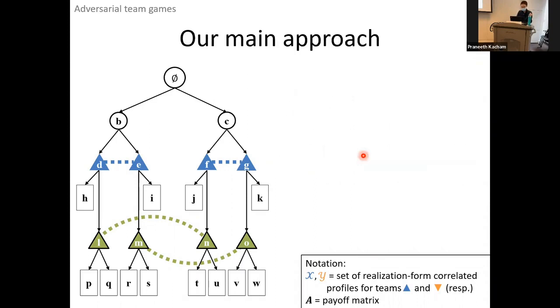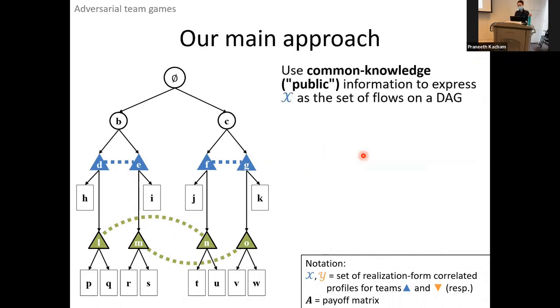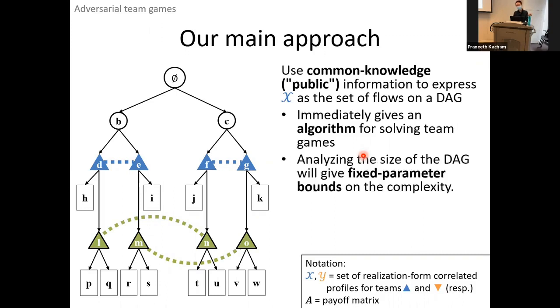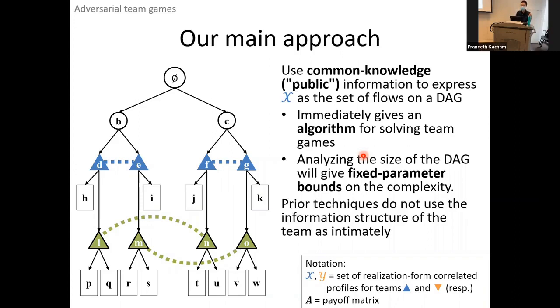What is our main approach going to look like? Our goal is going to be to use common knowledge information to express this polytope as a set of flows on a DAG. Once we have such a representation, this is going to immediately give an algorithm for solving team games. And analyzing the size of this DAG will give fixed parameter bounds on the complexity. And the reason why this succeeds where prior techniques have failed is that prior techniques don't use as intimately the information structure of the team.